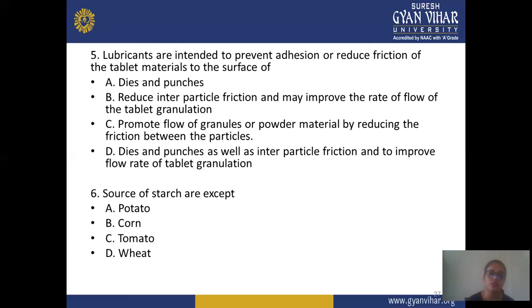And in the sixth question, sources of starch are all except potato, corn, tomato, and so on. You select the incorrect option out of A, B, C, D, through which starch is not produced, or that is not a source of starch.